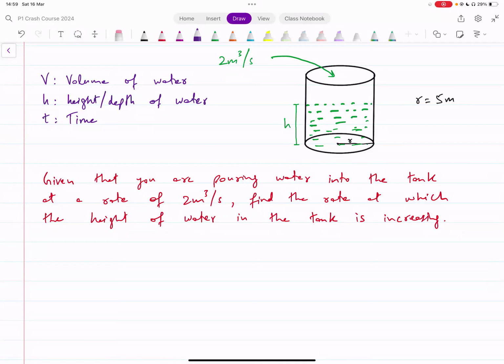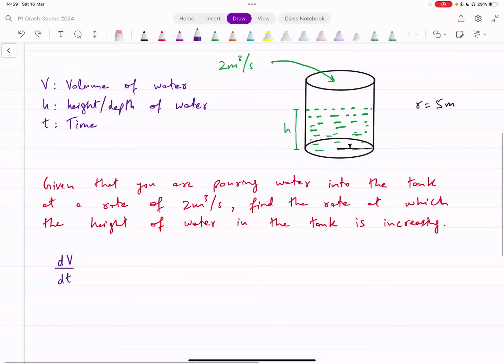Rate of change of volume. How do you write that? We'll say that's dV over dt. Volume of water is represented by this letter V. The water is being poured into the container at 2 meter cube per second. That means every second, the volume of water is increasing by 2 meter cube. So we say that's the rate of change of volume, dV over dt, and that's 2 meter cube per second. That's the information that we're given.